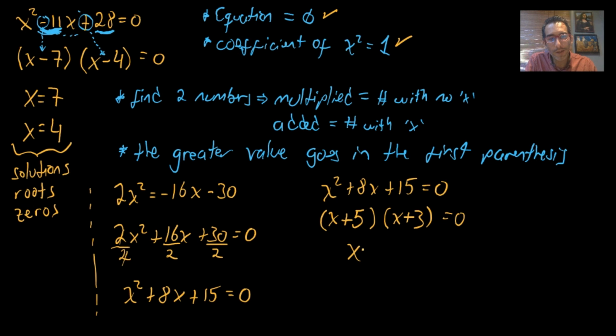Here what we're saying is that the solutions, or the roots, or the zeros of the equation are negative 5 and negative 3. Okay? Remember that the values are the same numbers that we have here, but with the opposite sign. This is how you solve quadratic equations.